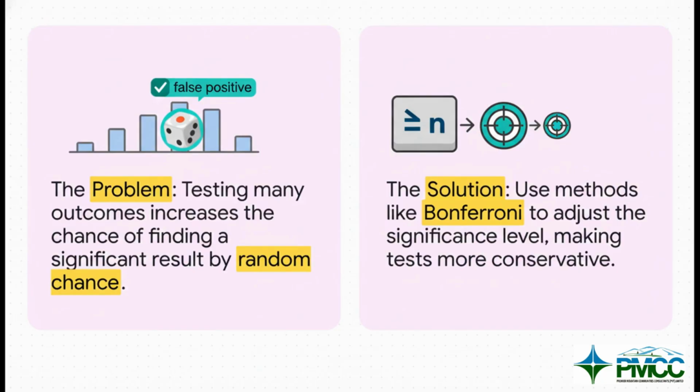Well, the more things you test, the higher the chance you'll find a positive result just by pure luck. To avoid these false positives, we need to adjust our calculations. The Bonferroni method is a simple way to do this. It basically just means you make your test for significance a little tougher for each outcome you add.